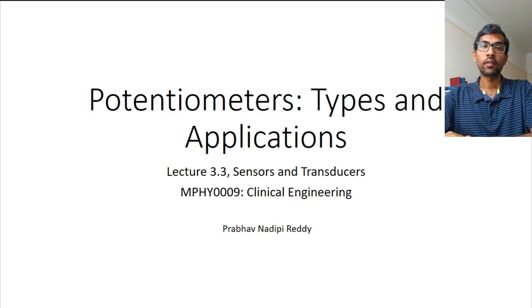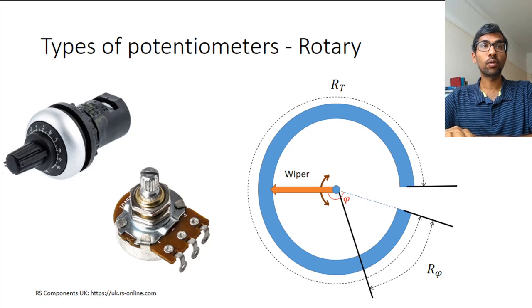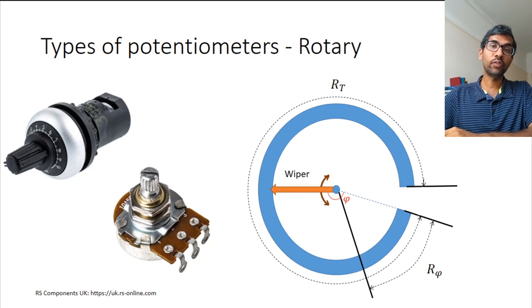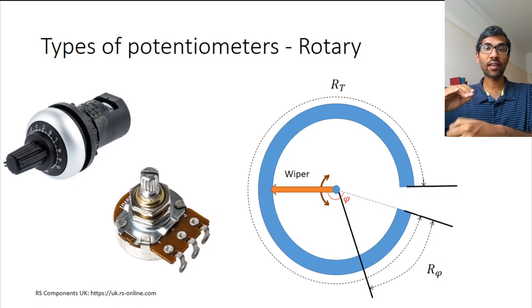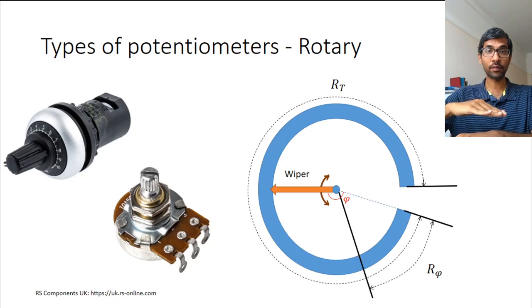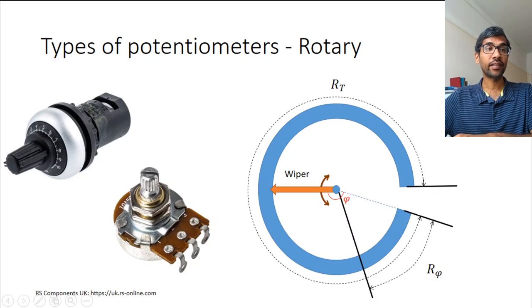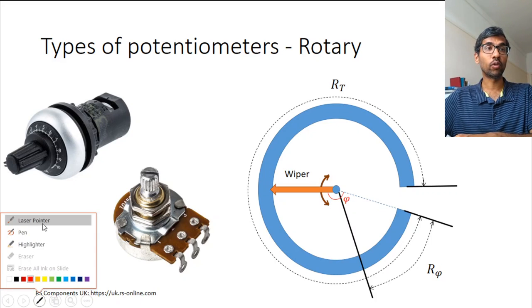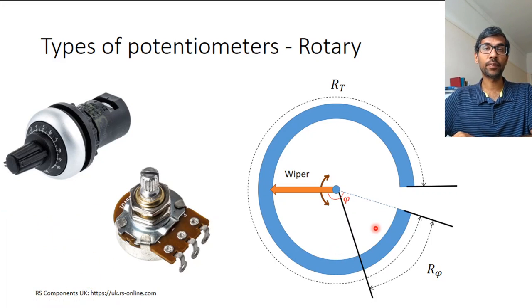Okay, let's talk about some types of potentiometers. And at the end of this video, we'll also look at a few applications of potentiometers. So, one thing that you could do with potentiometers is not just have linear displacement measurement, but you can have a rotary displacement measurement. And here's one example of a rotary displacement measurement.